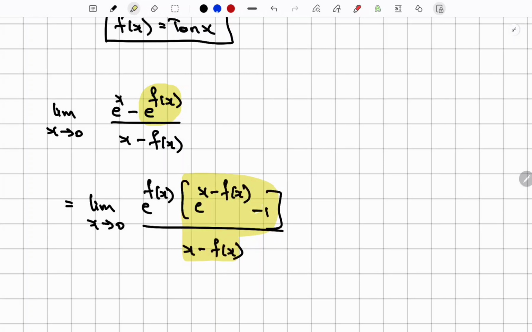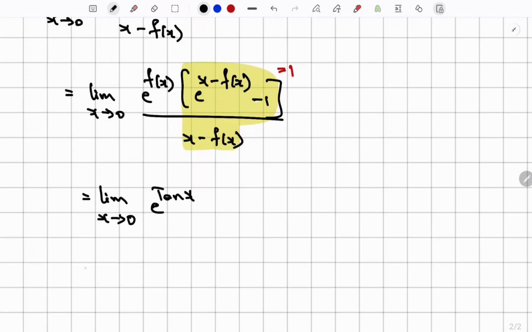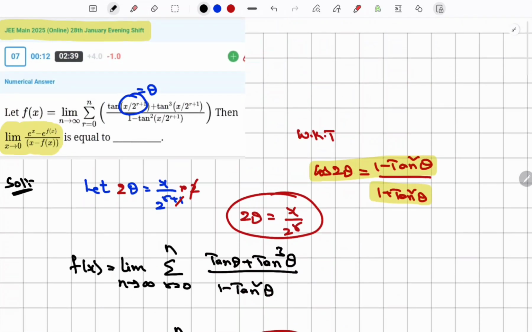Hence, if you observe here, this value will be equal to 1. Then the remaining part is limit x tends to 0, e^(tan x). So substitute x value as 0, then e^0 value equals 1. Hence, my answer is 1.